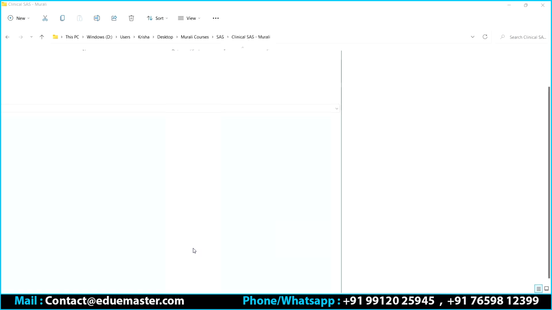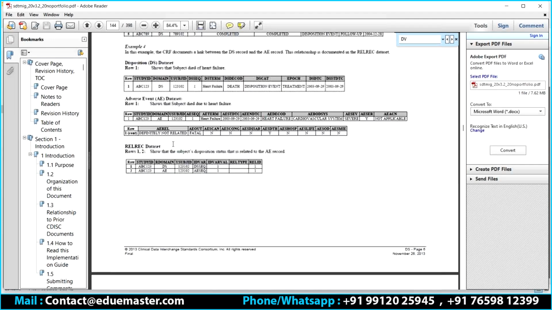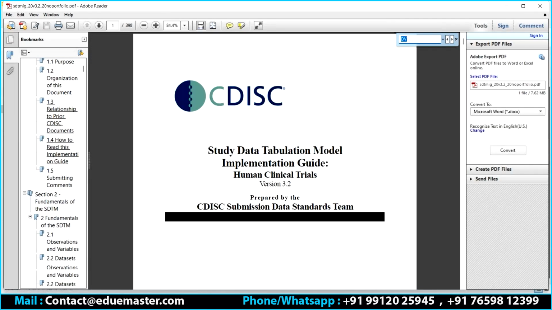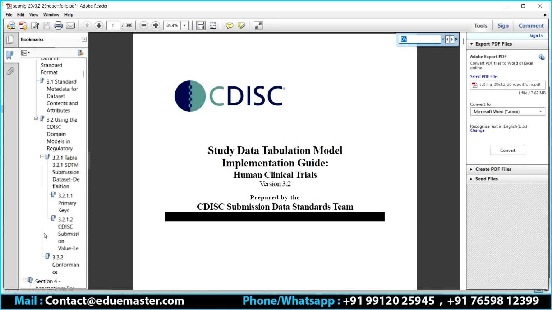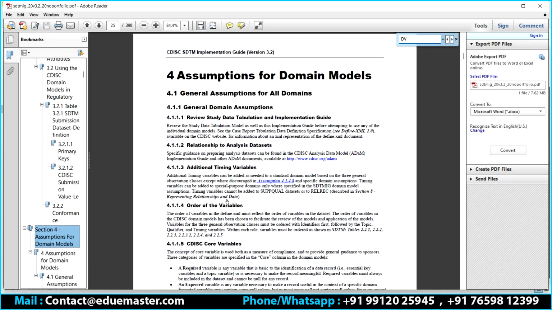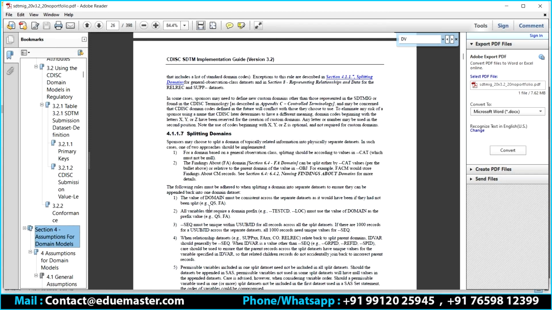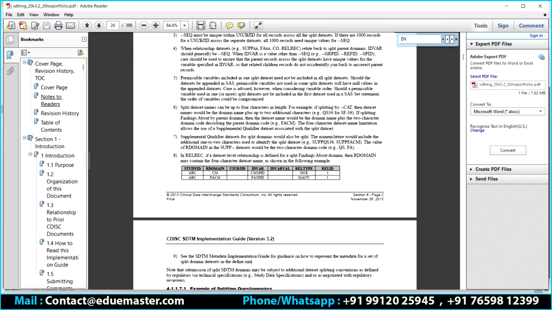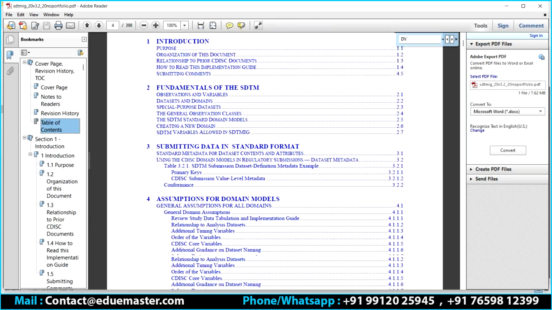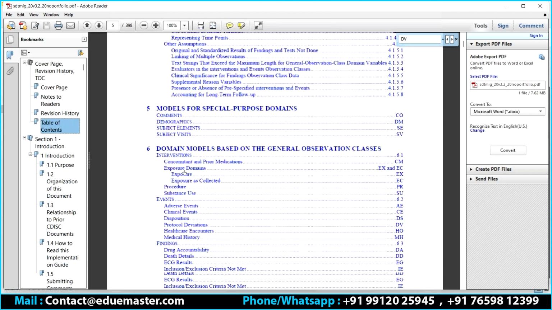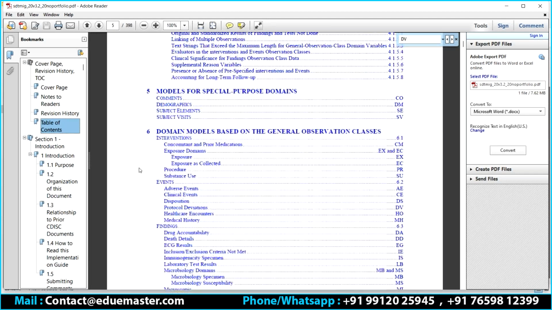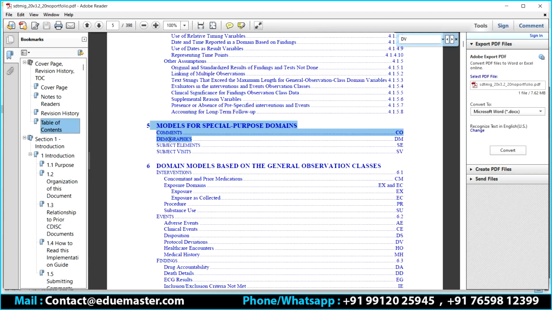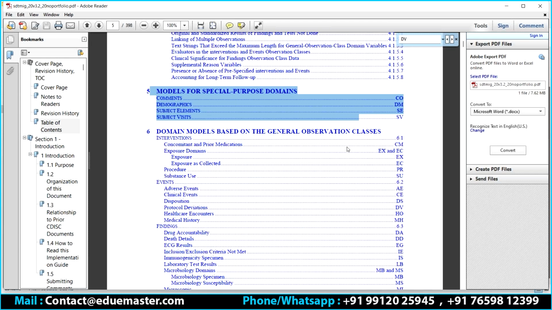So under the events, guys, we just have 2 more domains. Let me show that to you. If you see this particular one, all the special purpose domains are done. Main things, right? Demographics, subject elements, subject visits, and comments. Done. 4 are done. Then these are general observation classes.